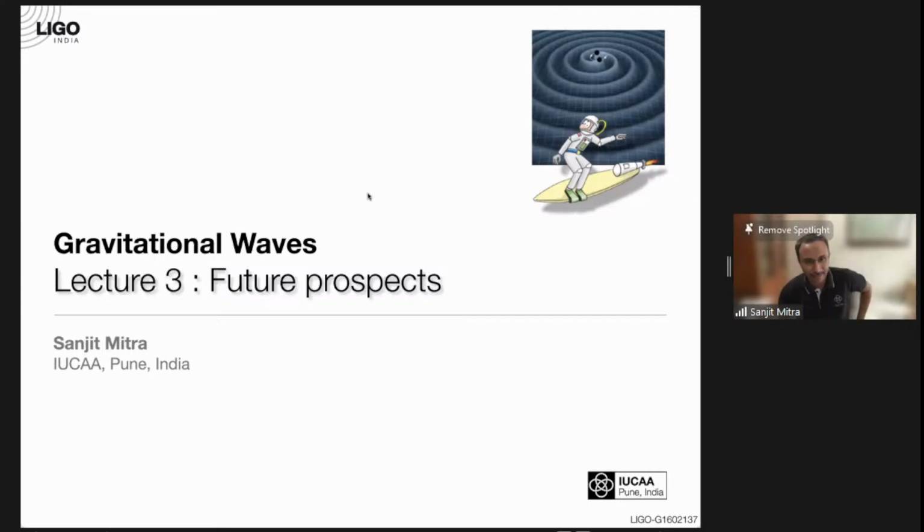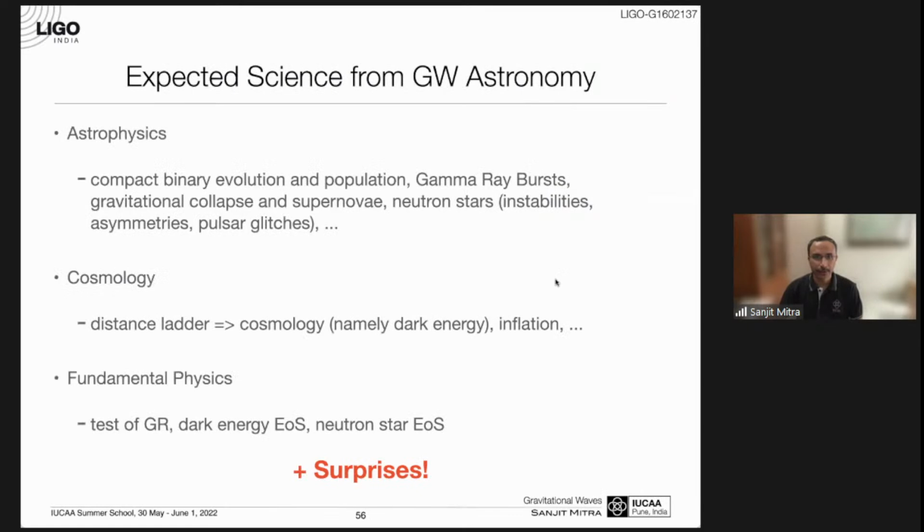Okay, let's get started. Today's lecture will be more on the future prospects, and will also include LIGO India. In the first two lectures, we basically saw how gravitational waves are produced, what the astrophysical sources are, and how they can be detected. We have just started the field of astronomy. There is a lot more to do, and here are some science cases which can be probed with the next generation detectors.